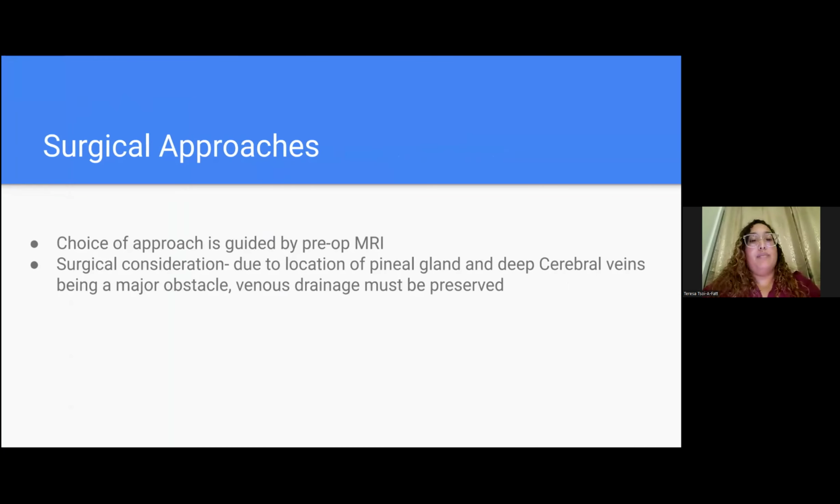Surgical approaches. Now, the choice of the surgical approach must be guided by a pre-op MRI. And the surgical consideration we need to take into mind here is that due to the location of the pineal gland and the deep cerebral veins being a major obstacle, we must preserve venous drainage.